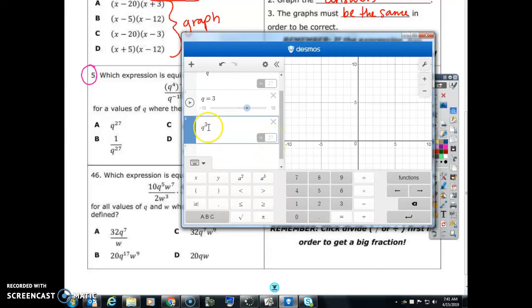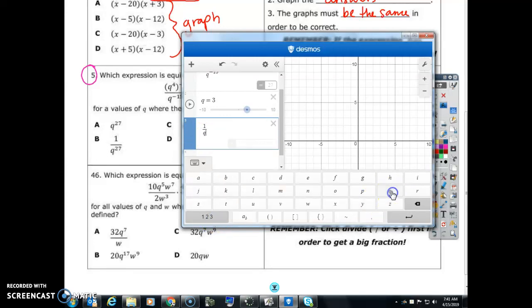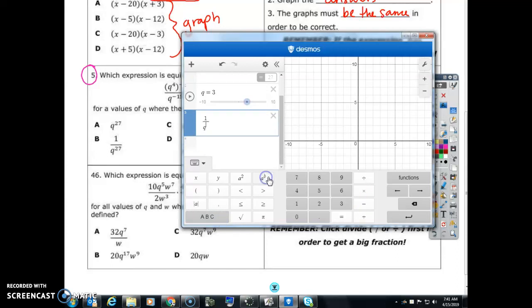So letter B, put the division sign first. On top you have a 1. On bottom you have q to the power of 27. So that's not it because that's a big long number. And then I'm going to change the 27 to a 3. And that's also not it.